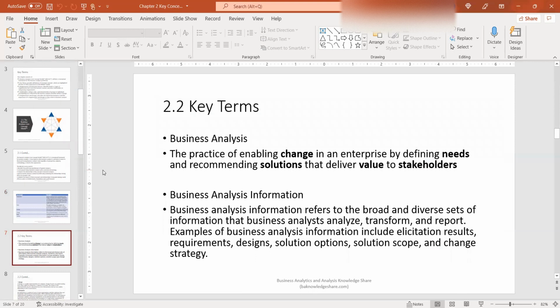So in the next video, we'll go over key terms and what that means and what the key definitions are as part of the key terms.